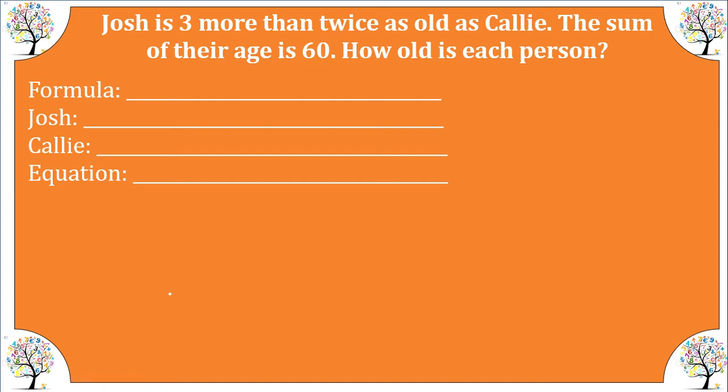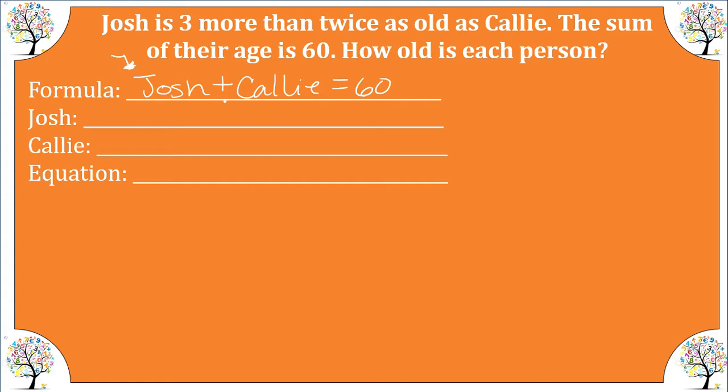So the first thing that we're always going to do when we're writing our equations is create a formula. In this situation, we have two different people and we know the sum of their ages is 60. So we're going to have Josh, his age, plus Callie, her age, equals 60. It's super important that you create a formula, whatever was going on in the situation.